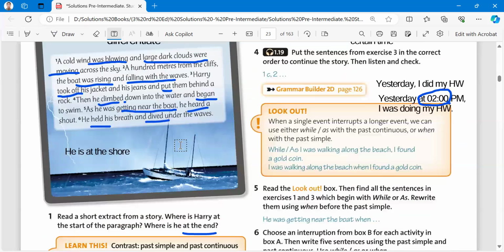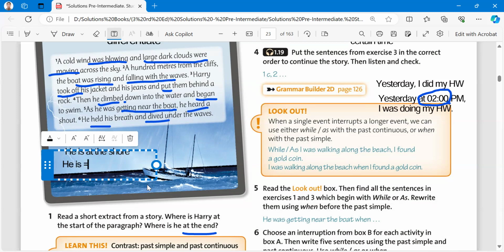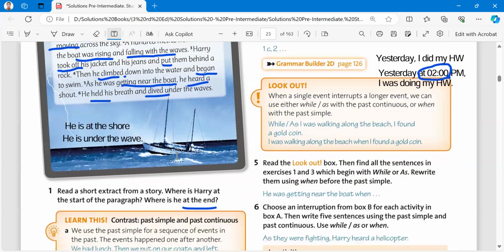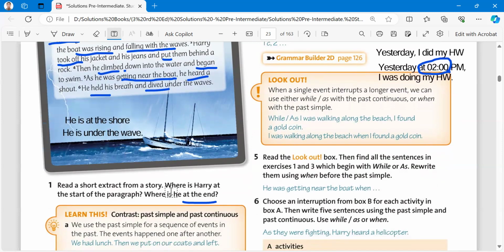And at the end, he's now, let's talk about, he is under the wave. He is under the wave, right? Under the ocean, maybe. I don't know. So now, if you talk about the action which happened, of course, I would say here. Now, here it is asking me, where is he? That's why I'm telling you he is under the wave. He is in the ocean. He is swimming. But actually, when you talk about those actions that happened, he was at the shore at the beginning of the story, and he was under the wave.